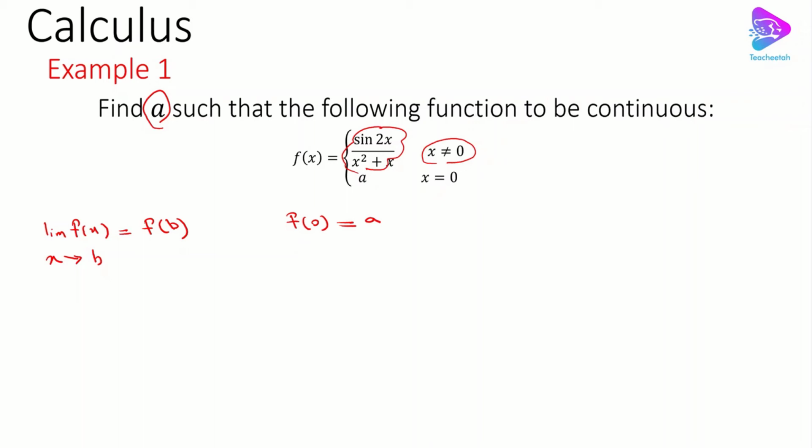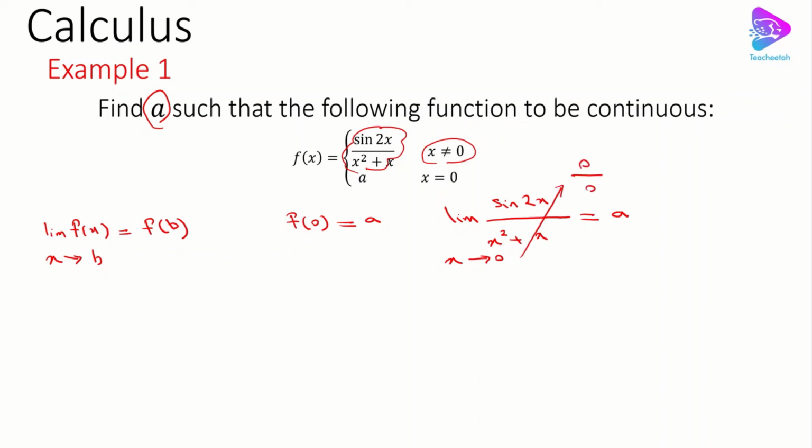Now we have to look at the limit, and for the limit I have to look at the top function, which is sine of 2x over x squared plus x when x is approaching 0, and this is going to be equal to a, based on the definition of a continuous function. So if we plug in 0 inside this function, the limit is going to be an indeterminate form, basically 0 over 0.